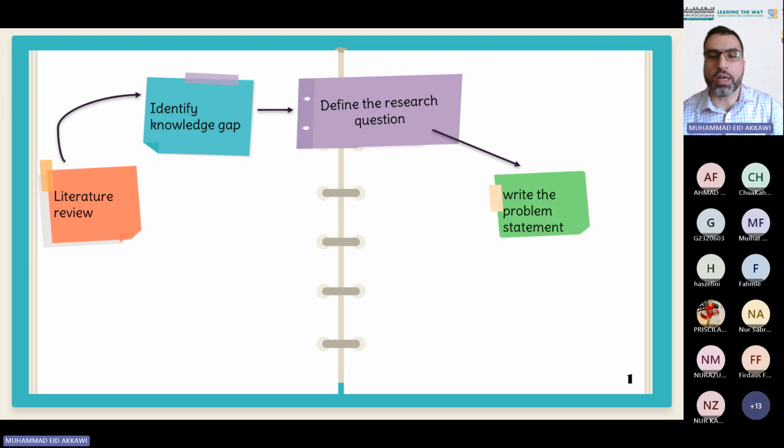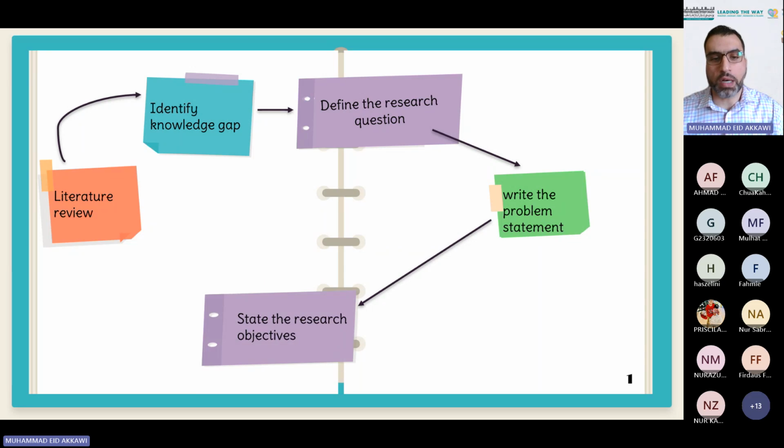Based on that, you would write the problem statement, and from the problem statement, you will come out with your research objectives. I know the scheduled time is 2 hours, but I don't think this will take 2 hours to cover these 2 points, which are the problem statement and the research objectives.